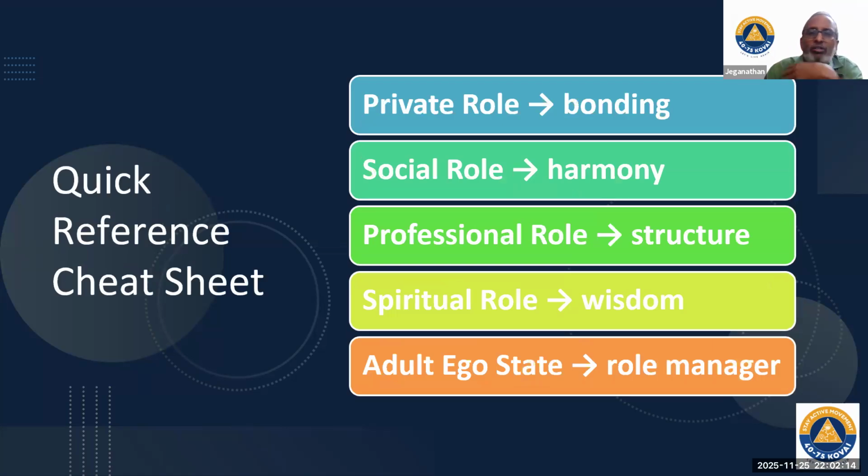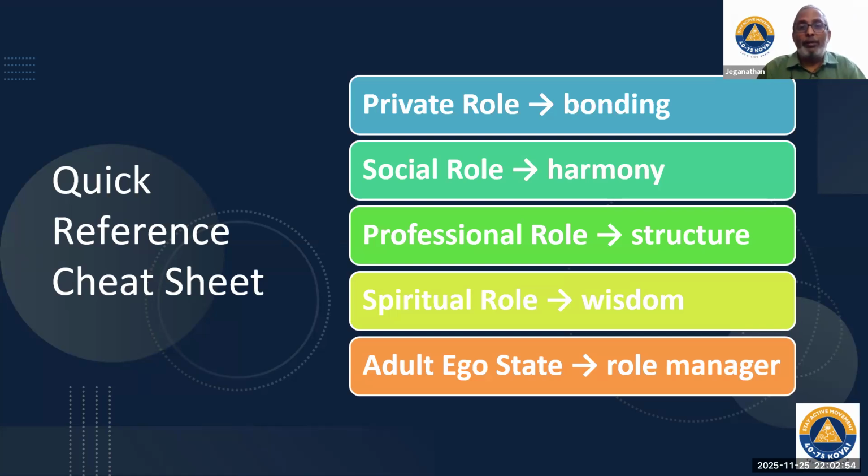So, quick reference cheat sheets. Private role is all about bonding. Social role is all about harmony. Professional role is all about structure, being systematic, being professional. And spiritual role is all about wisdom. In short, the adult ego state is the role manager who helps you to decide what role you need to take in what situation. Adult ego state is nothing but being aware of yourself, the people around you, the situation, and what you need to take appropriately.